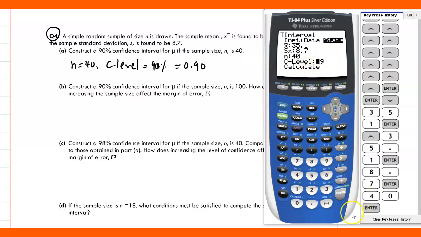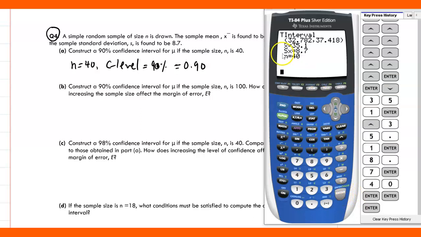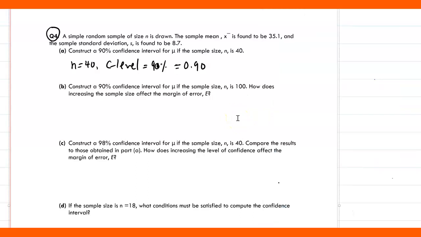Highlight calculate and press enter, and you see the confidence interval for the mean with sample size 40 is 32.78 comma 37.42 if we round to 2 decimal places. Let me write down the interval. The interval is going to be 32.78 comma 37.42. That's the confidence interval for sample size n equals 40 when the confidence level is 90%.